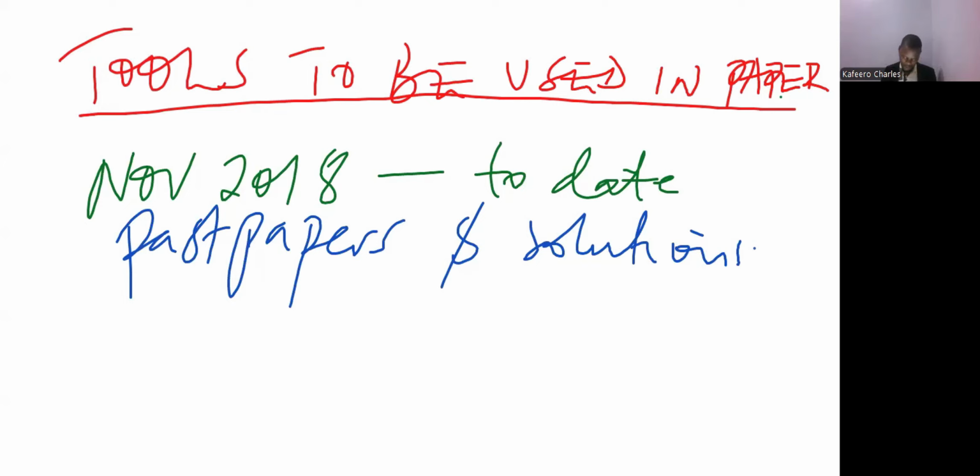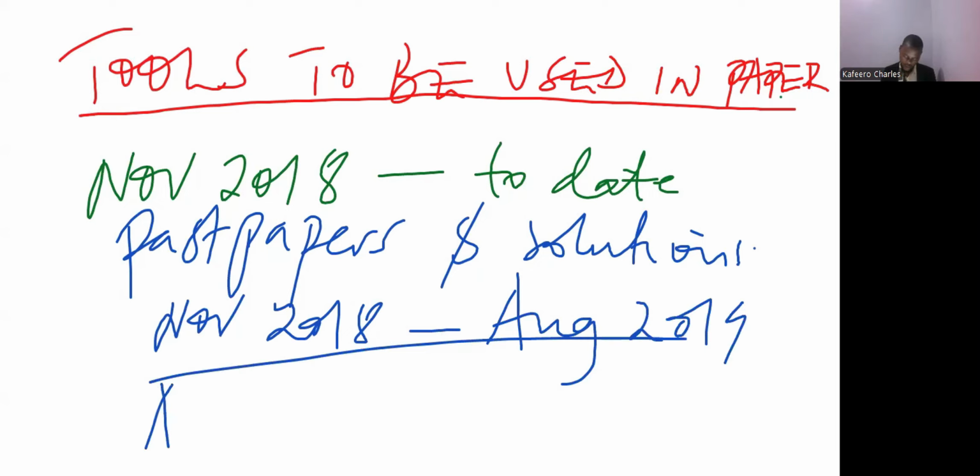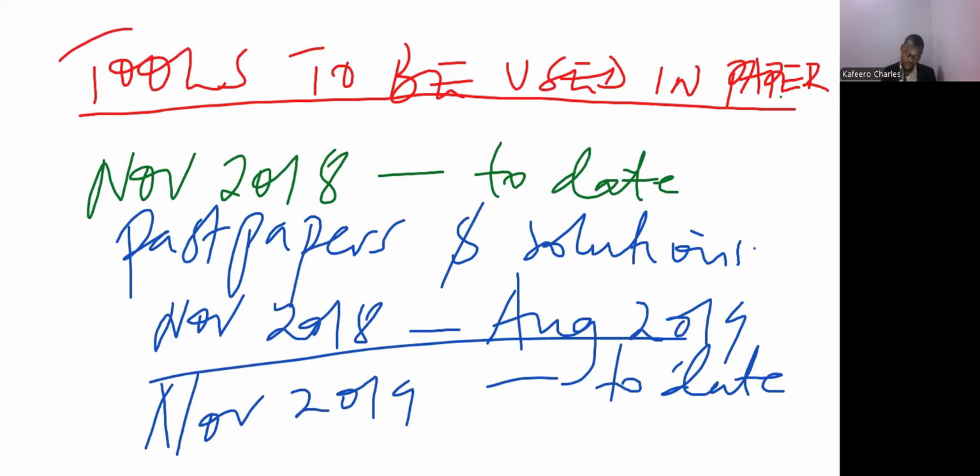And that's one. The other thing that you need to note on these past papers is the fact that we have a new examiner. The previous past papers had a different examiner. The old examiner set those papers from November 2018 to, I think, August 2019. These were for the previous examiner. The new examiner is starting from November 2019 to date. So we want to utilize this.